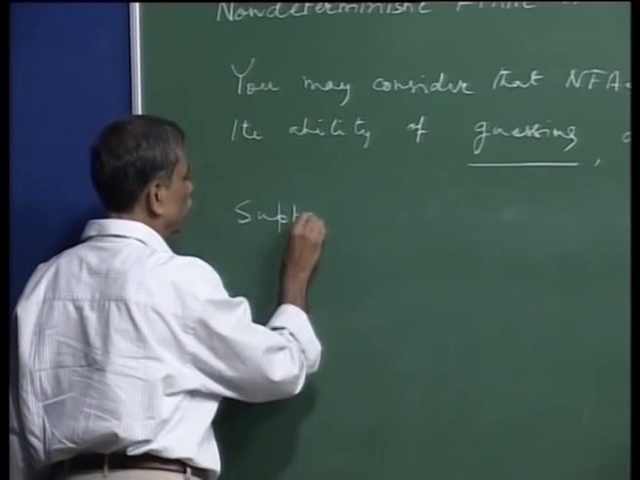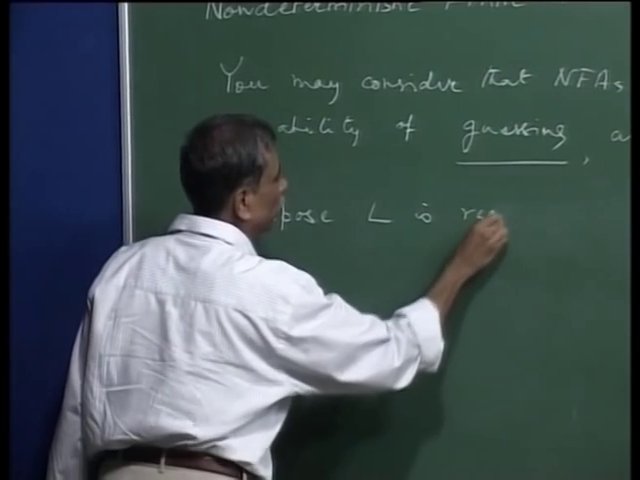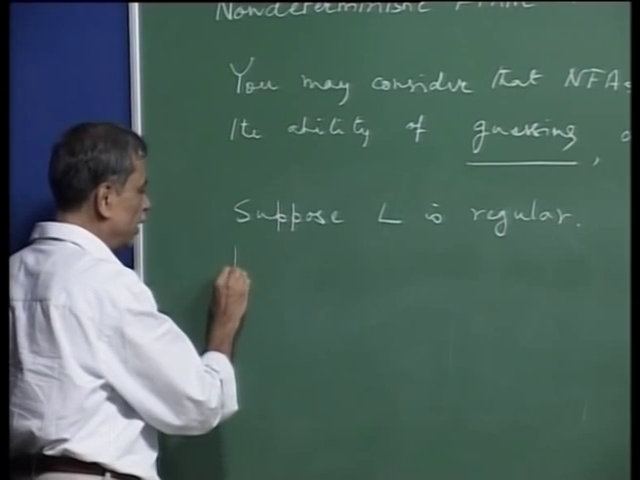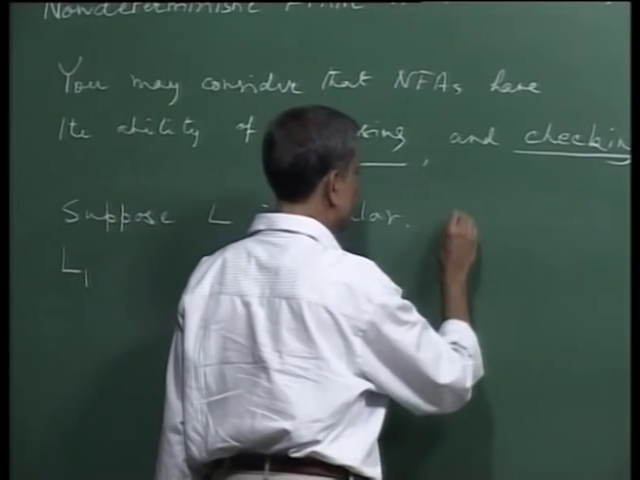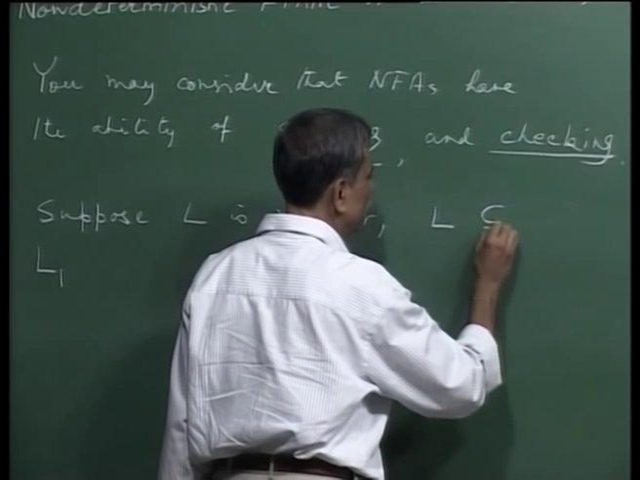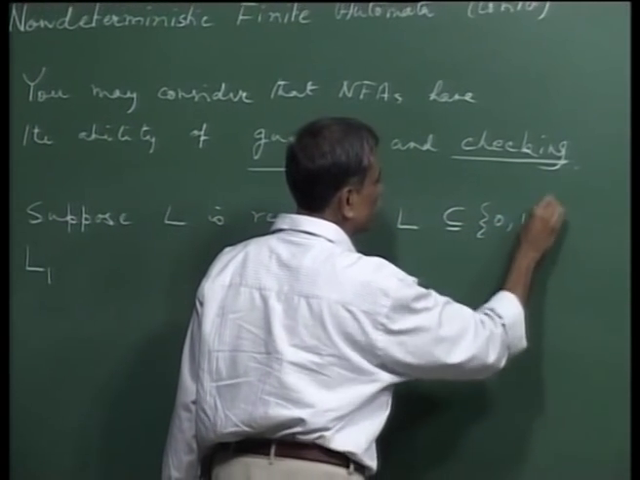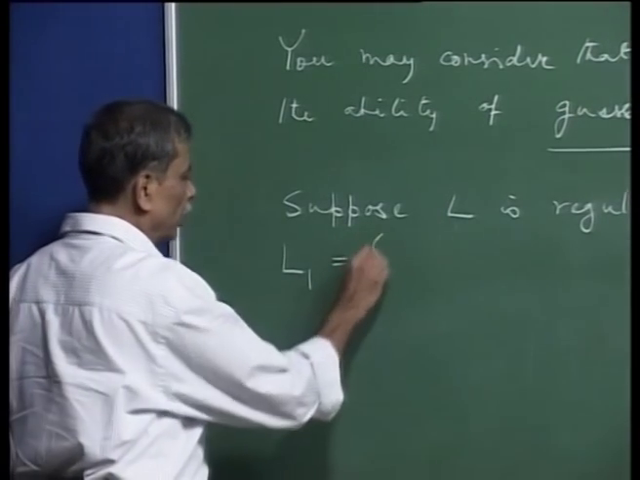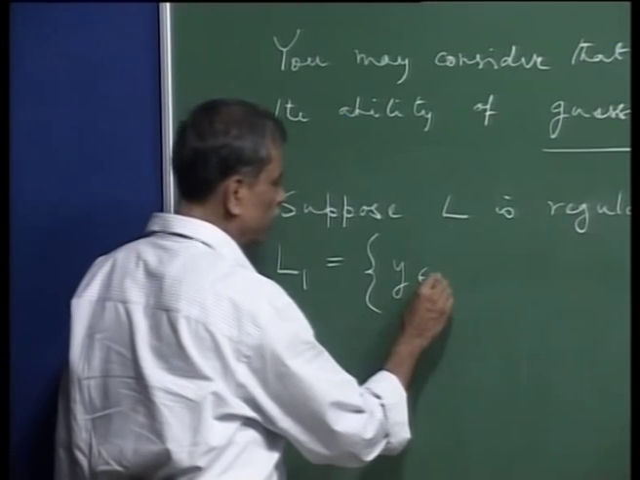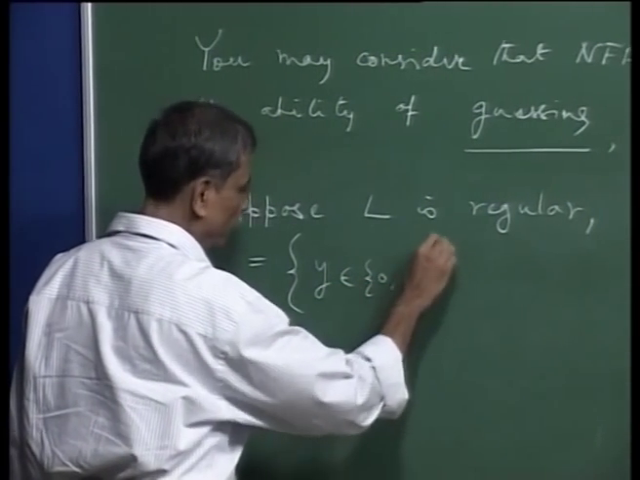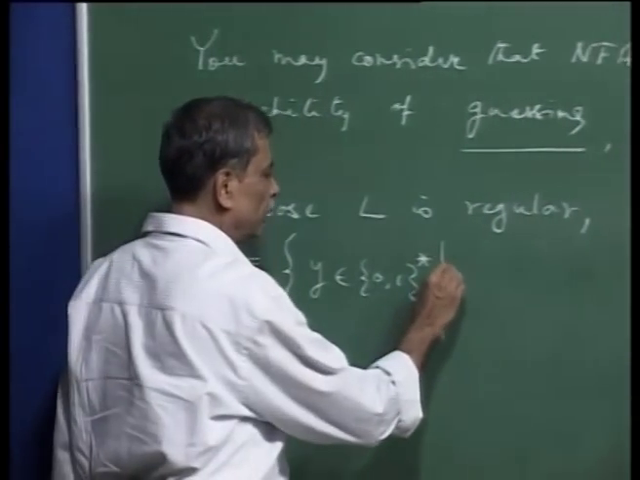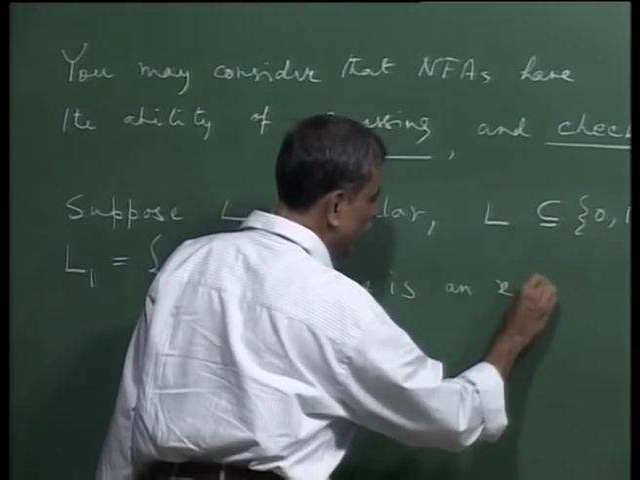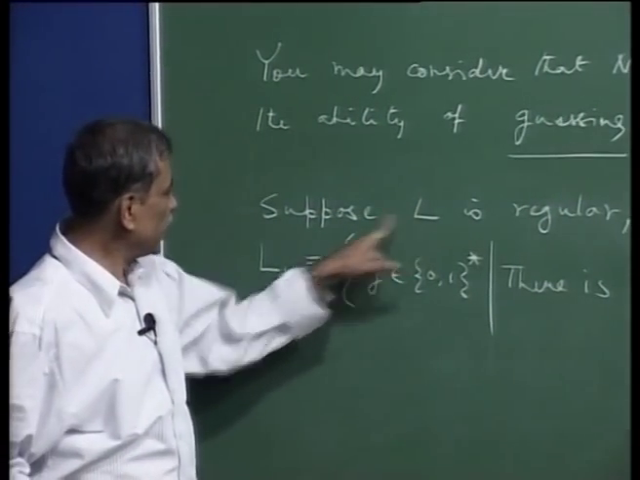Suppose L is regular, and now I am defining another language using this L as follows. We are saying that L1, and without loss of generality, let me say L is a subset of {0,1}*, so that means L consists of binary strings, and L1 is all y in {0,1}*, so again of course binary strings, such that there is an x in L. You see, that is how I am using this L to define this new language L1.